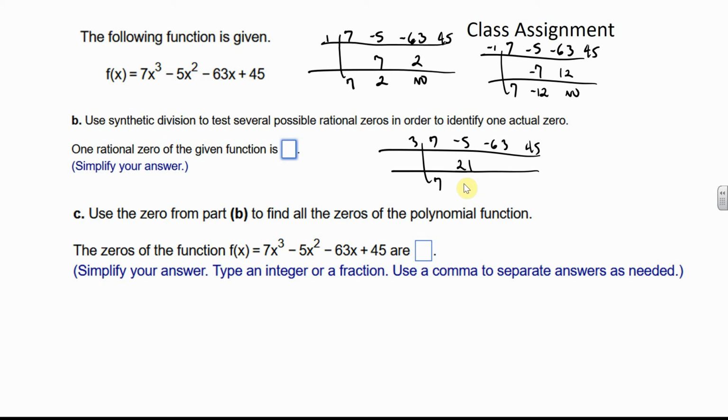It's 21. So 16. 48. Negative 15. Negative 45. 0. That gets it, right? So I found that one. So you find the other two. We got x equals 3. That works. So it says one rational zero of the function is 3. Then part C, find the rest of them. So what are the other two? And again, you can start there, or you can just factor. But you can start there with that 7, 16, negative 15.